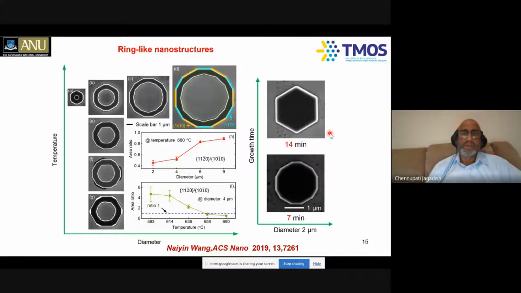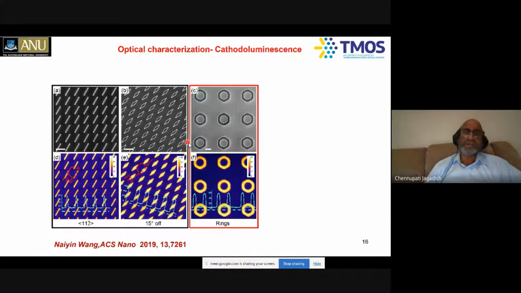Okay. So Nain Wong has taken these structures and did something called cathodoluminescence. Cathodoluminescence is an alternative technique to photoluminescence. These things are done in a scanning electron microscope. You excite these nanostructures, the nanomembranes and the nanodiamonds and nanorings, with an electron beam and generate electron-hole pairs, and then look at the light emission due to their recombination.